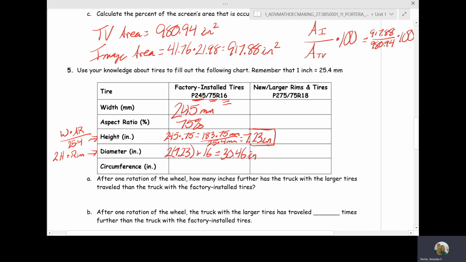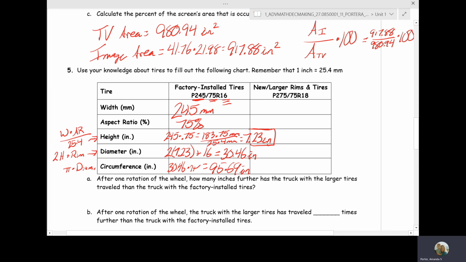For your circumference, it is pi times your diameter. So 30.46 times pi, I'm getting 95.69 inches as the circumference.